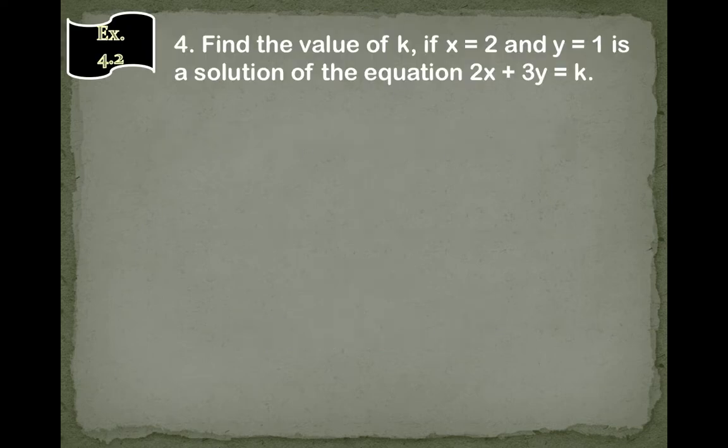So today we will solve exercise 4.2 question 4. Find the value of k if x is equal to 2 and y is equal to 1 is a solution of the equation 2x plus 3y is equal to k. So we are given the value of x and the value of y, and from the equation 2x plus 3y is equal to k, we have to find the value of k. So our equation is 2x plus 3y is equal to k.